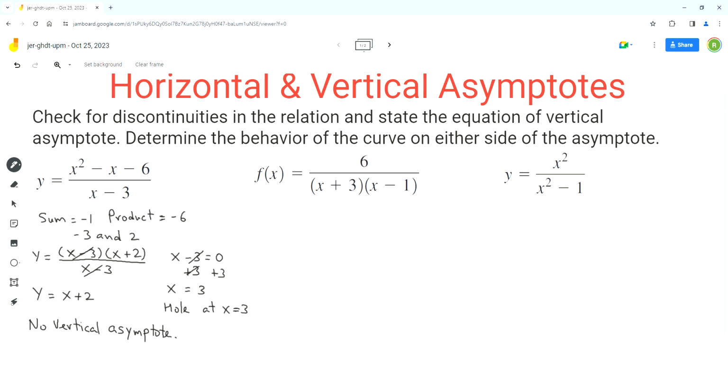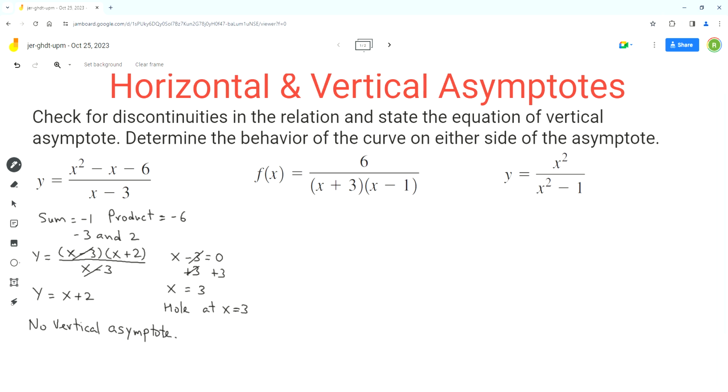So now we can analyze the second function. f of x equals 6 over x plus 3 times x minus 1. Now in this rational function, there is no x in the numerator. So there is no common factor that can be cancelled out from the numerator and the denominator. So there is no hole in this function. In this case, the denominator is already factored.